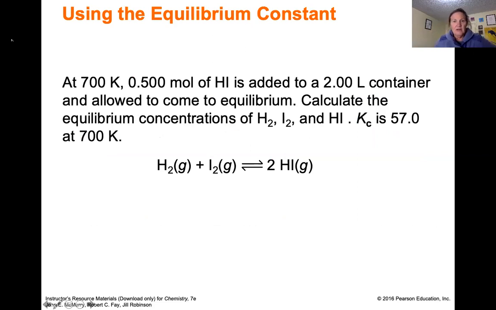So let's just look at this problem where you can use the equilibrium constant. They tell us the temperature because the value of the equilibrium constant depends on the temperature. You may not need the temperature in your calculation, but you need to know you're working at a temperature at which you have the equilibrium constant. So it says 0.5 moles of HI is added to a 2-liter container and it's allowed to come to equilibrium. Calculate the equilibrium concentration of everything. It gives you a KC of 57.